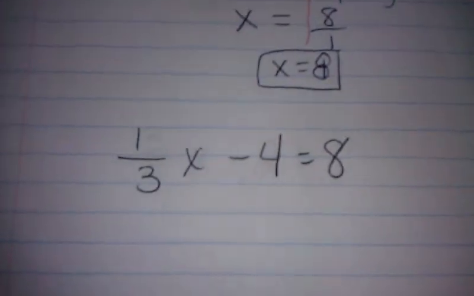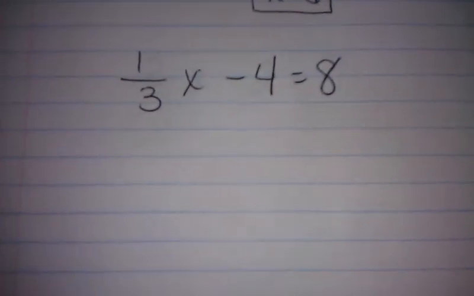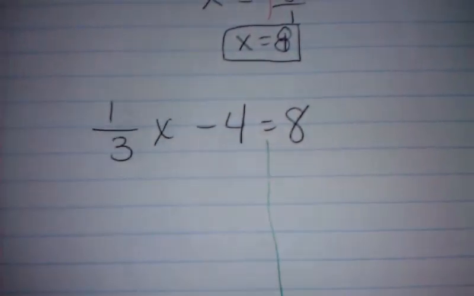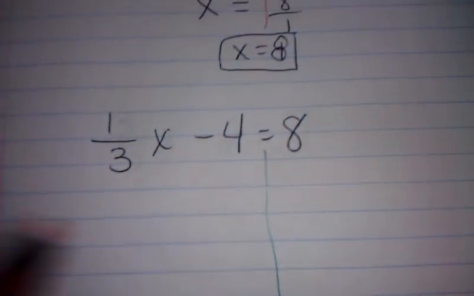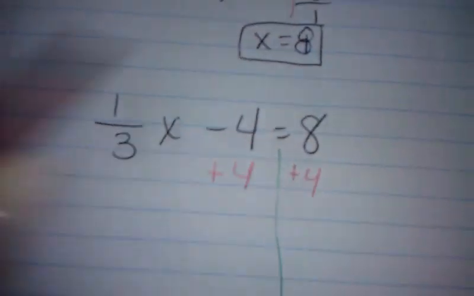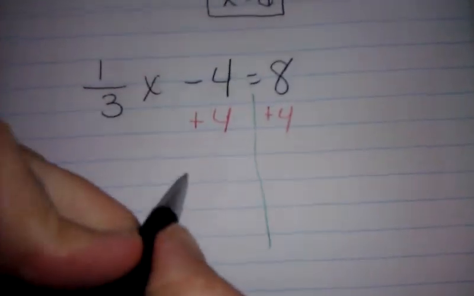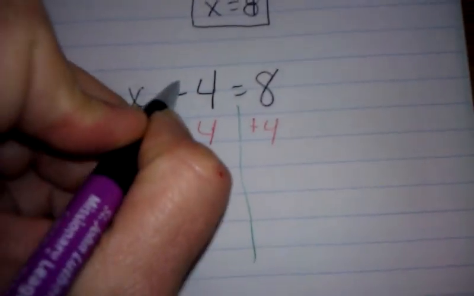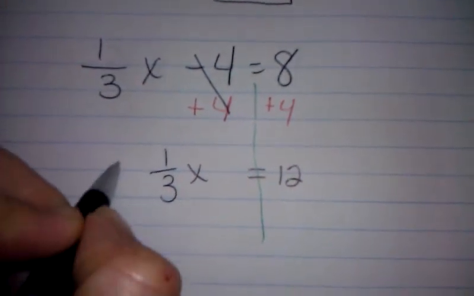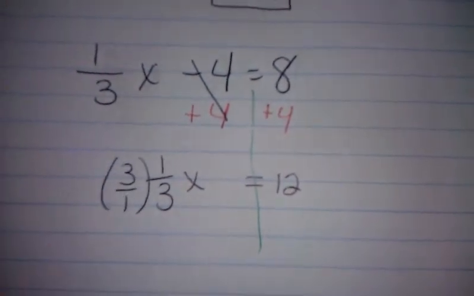Next, pause the video, come back and see how you did. I'm going to draw my dotted line. I'm going to add 4 to each side. 1/3 x, these cancel, equals 12. Okay, 1/3, flip it over, it's 3 over 1.